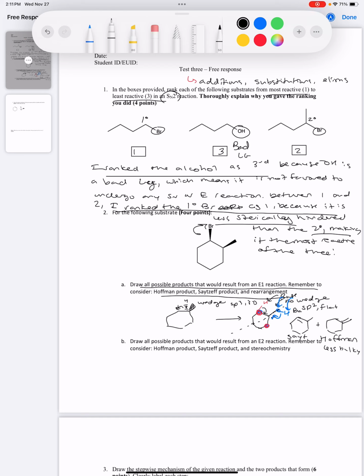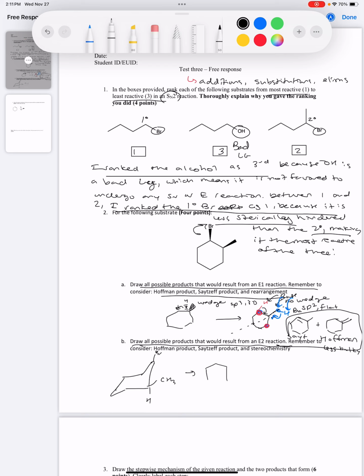So each one of those were worth 1 point. Those are the two that we could get for E1. So here's my answer. And then on this question, draw all possible products that would go from an E2. So I'm going to do this here where we have our Br pointing up and our CH3 pointing up. So then we have our hydrogen pointing down.